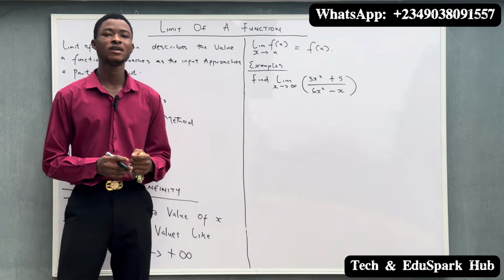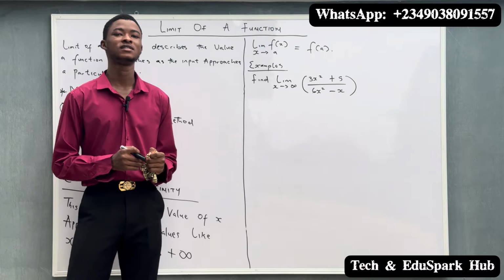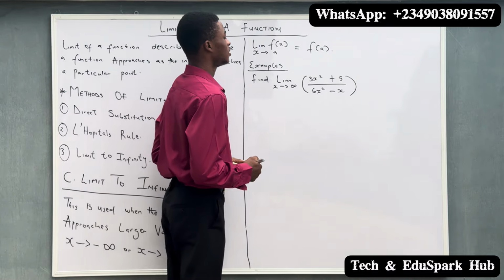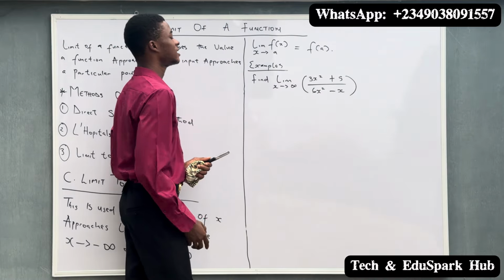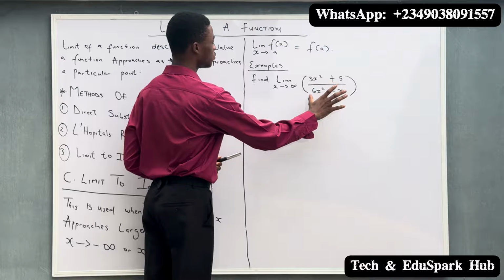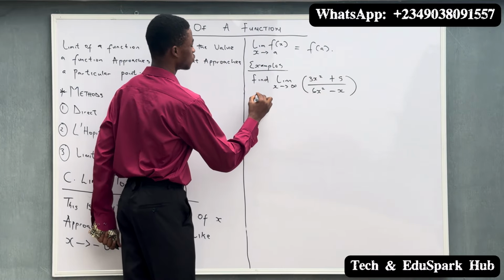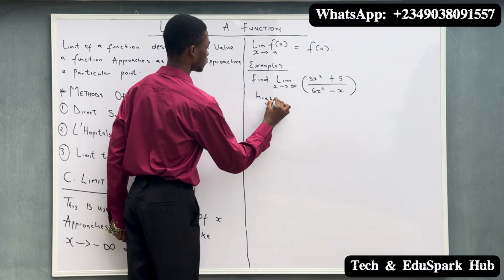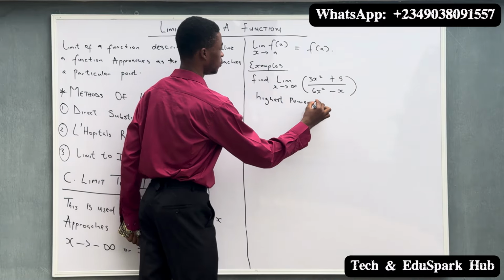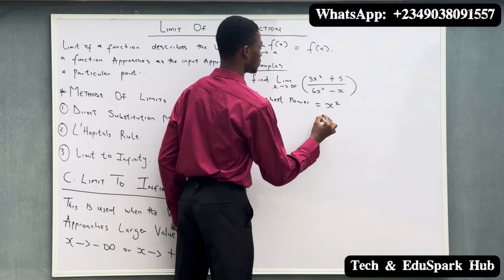So if you want to solve any question under the limit to infinity, the first thing to do is that you look for the highest power, either x squared or x. So the highest power in this equation that we are given is what? X squared. So we have the highest power to be equal to x squared.